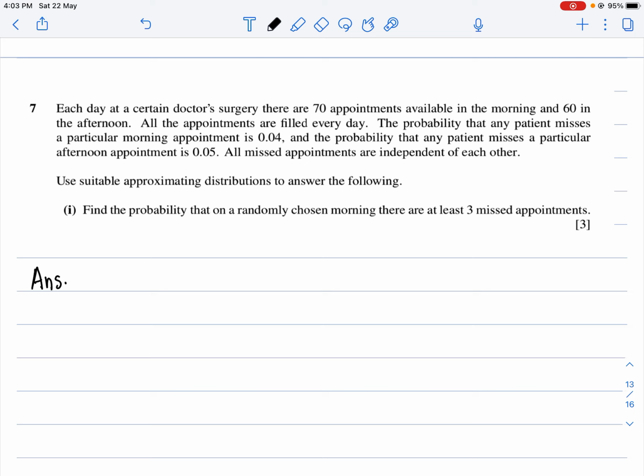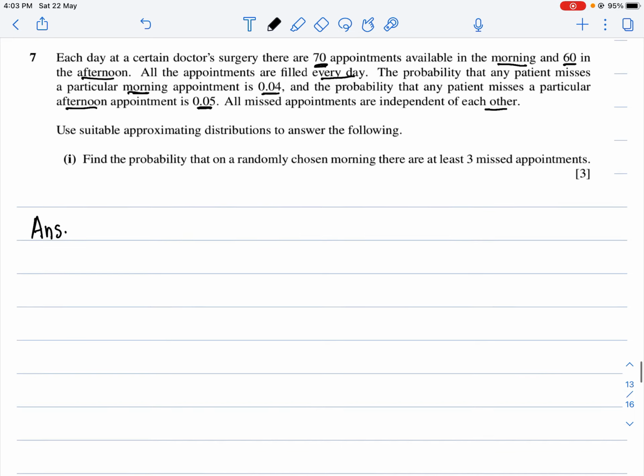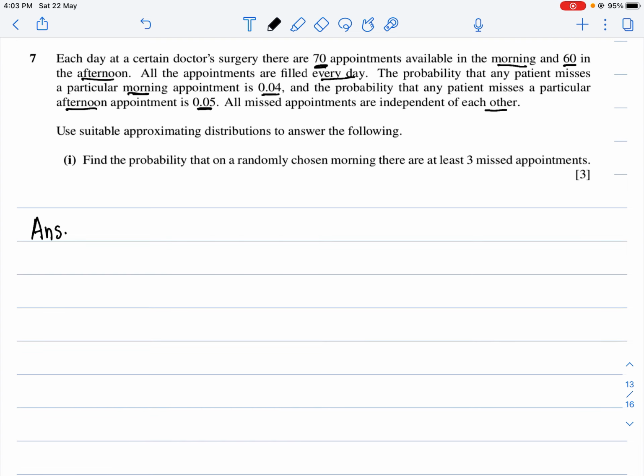So each day at a certain doctor's surgery, there are 70 appointments available in the morning and 60 appointments available in the afternoon. Now, all the appointments are filled every day. The probability that any patient misses a particular morning appointment is 0.04, and if he misses an afternoon appointment, the probability is 0.05. All missed appointments are independent of each other. Use a suitable approximating distribution to answer the following. Find the probability that on a randomly chosen morning there are at least 3 missed appointments.